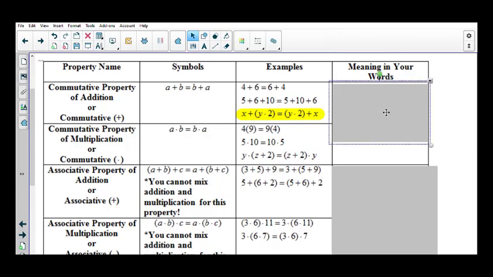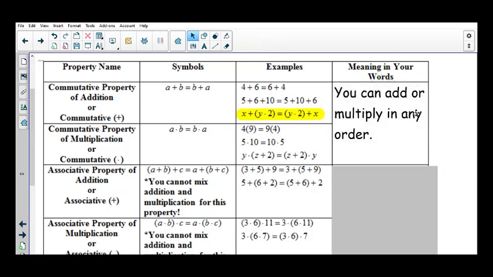Let me just delete this box here so we can see what this says. Let's see if that'll delete it for us. The commutative property in our own words, whether it's addition or multiplication, is that you can add or multiply in any order. We kind of notice that from the examples and symbols that are given.